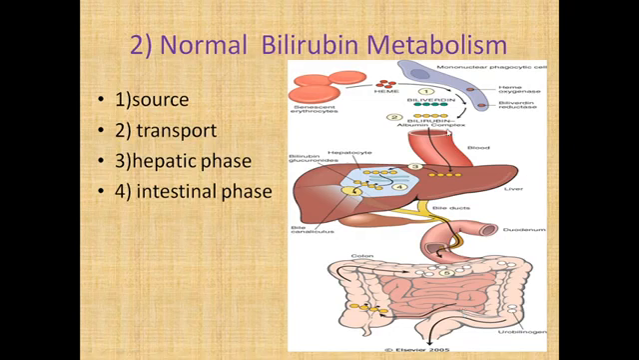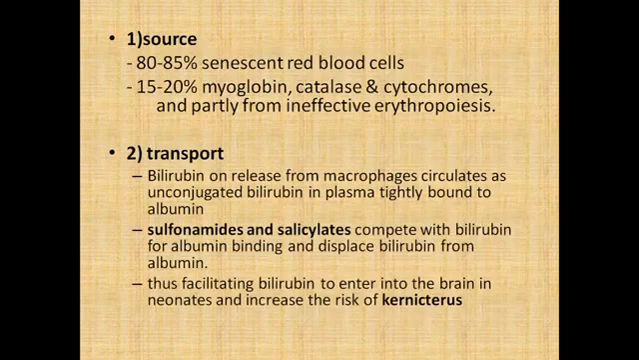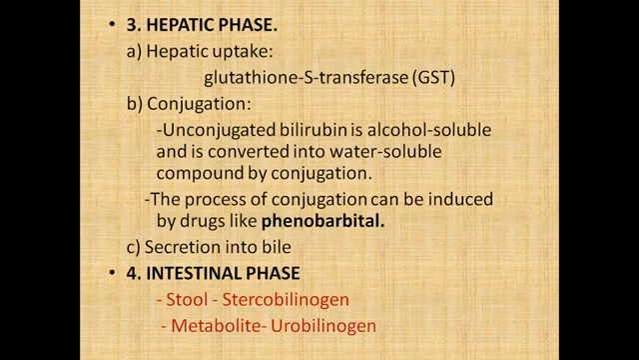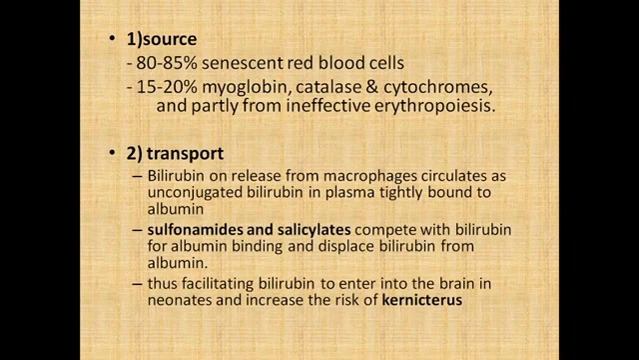So you have to convert unconjugated bilirubin with the help of the liver into conjugated bilirubin, and it is ultimately stored in bile, and finally it is excreted in urine and stool. So we will revise all four steps. First step is: what are the sources for bilirubin production? 80 to 85% from senescent RBCs and 15 to 20% from myoglobin, catalase, cytochrome, and partially from ineffective erythropoiesis.